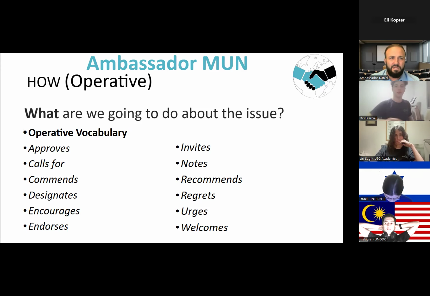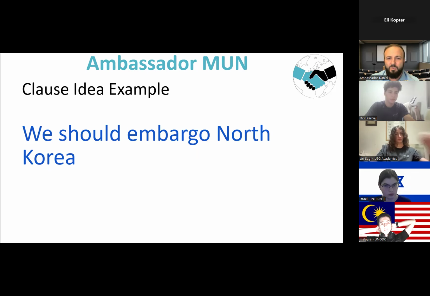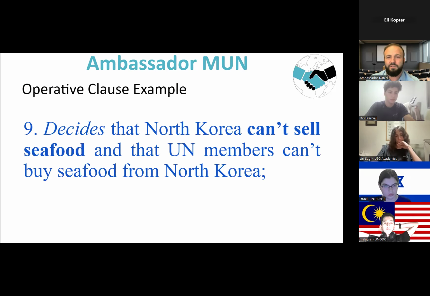Sometimes a committee, let's say a Security Council, can actually decide something. So we're going to go with the word decides. Decides that North Korea can't sell seafood and the UN members can't buy seafood from North Korea. They can't sell, others can't buy. Okay, see the same idea we started with before? Now it looks like something much more like a clause.